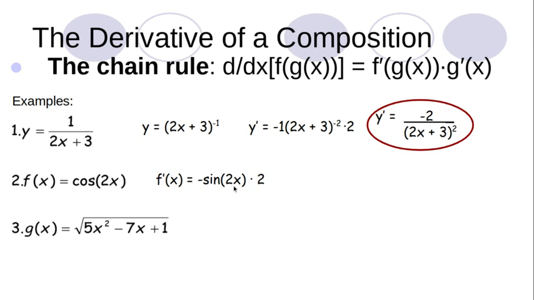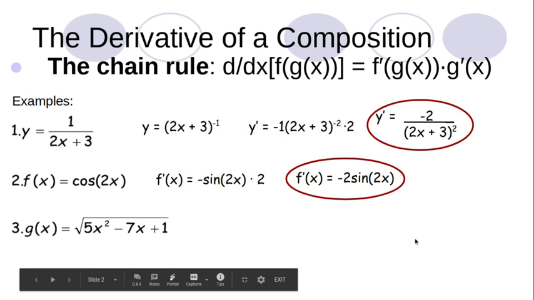So you can't make that 4x. That would be incorrect. This 2x is untouchable. You can't perform operations with it since it's inside the trig function. All we can do is just move the 2 out in front with the negative sign. And that would be our final simplified answer. Okay. Negative 2 sine of 2x.